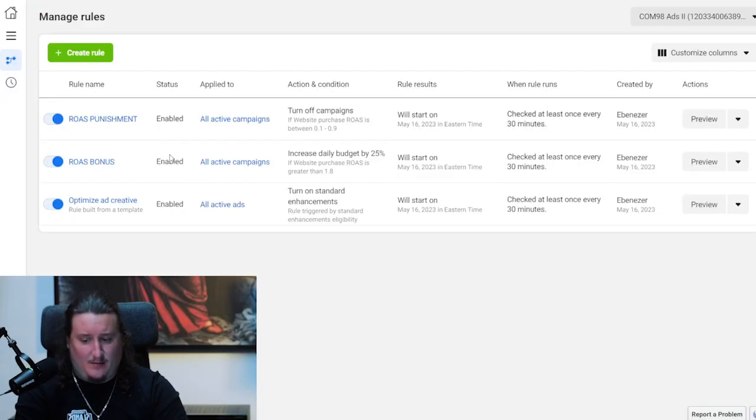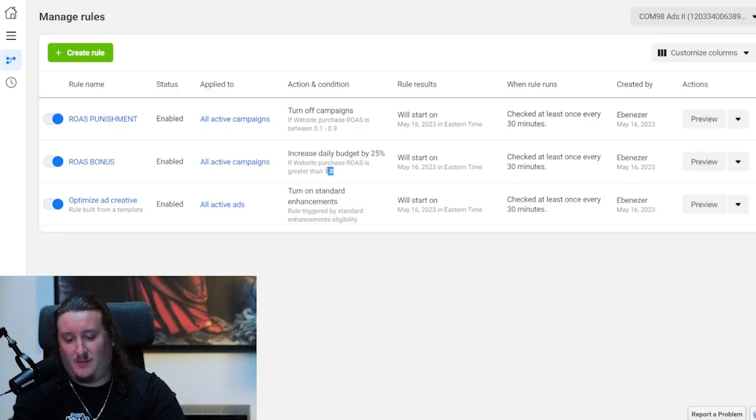Okay, so let me just show you this really quick. ROAS bonus, increase daily budget by 25% if purchase ROAS is greater than 1.8. Once again, you want to set this as the minimum ROAS, okay? So whatever you're making profit on, if it's 1.2, 1.3, 1.4, you always want to reward those campaigns. And this goes for testing and for scaling, okay?